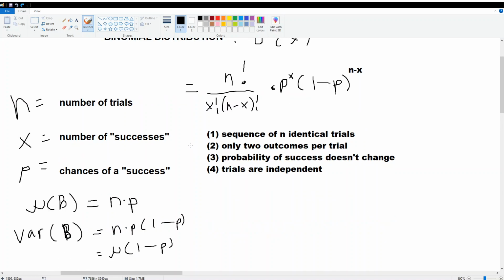Now, for the binomial distribution, the mean or expected value of the binomial distribution is equal to the number of trials times the probability of success, and that intuitively makes sense. If you are, say, doing it 10 times and there's a 50-50 chance of success, then 5 of them should be successes, 5 should be fails on average. And the variance is equal to the mean times 1 minus the chances of it occurring.